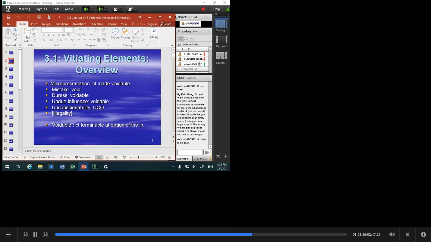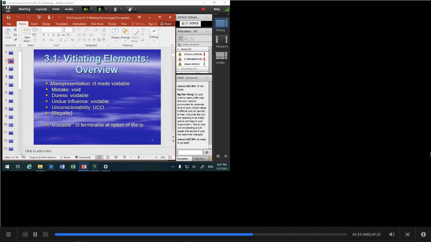So watch out for economic duress. Williams and Roffey, everybody, is a must know case on consideration, and make sure you know the facts of Williams and Roffey, because they can come up in exam questions. So that's duress, everybody.